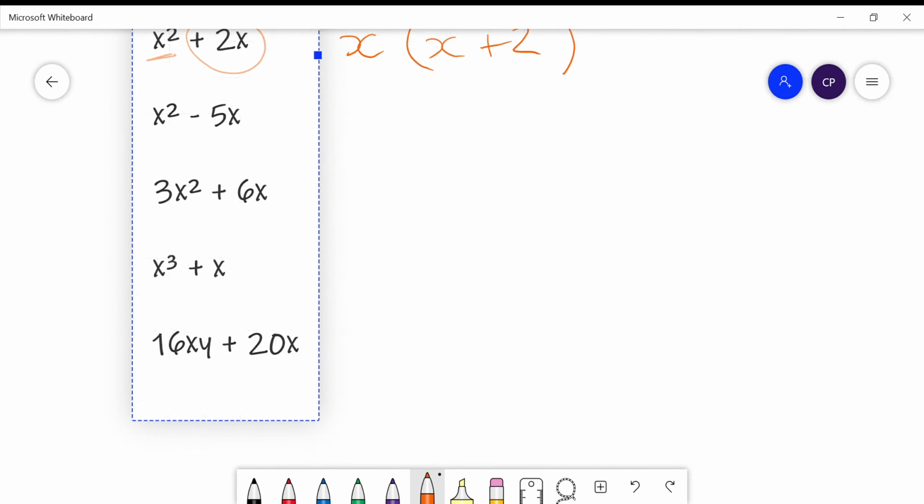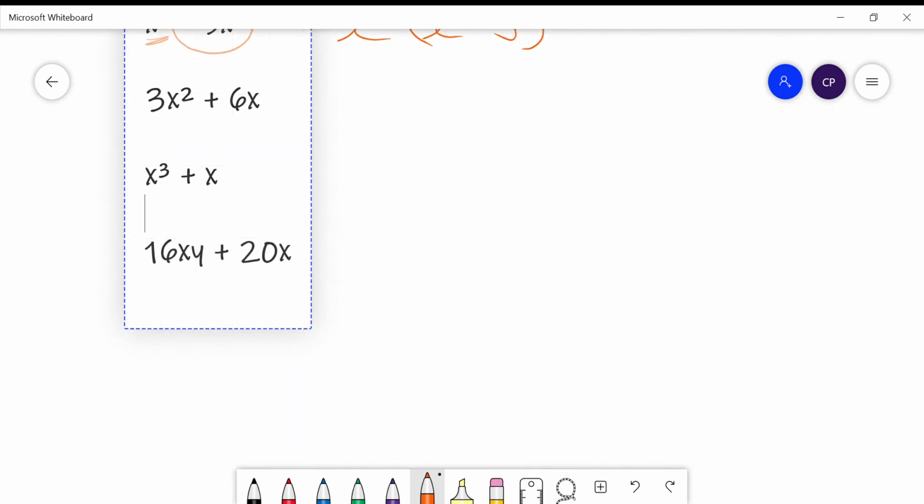For the next one, it's very similar to the one above. Is there a factor bigger than just x that goes into x squared take away 5x? No, there isn't. So x is still what I'm taking out here. What times x gets x squared? Just x. Now, the reason I've been circling these is because this is a negative 5x, and we need to make sure that we include that. So x times what gets negative 5x, which is just negative 5.